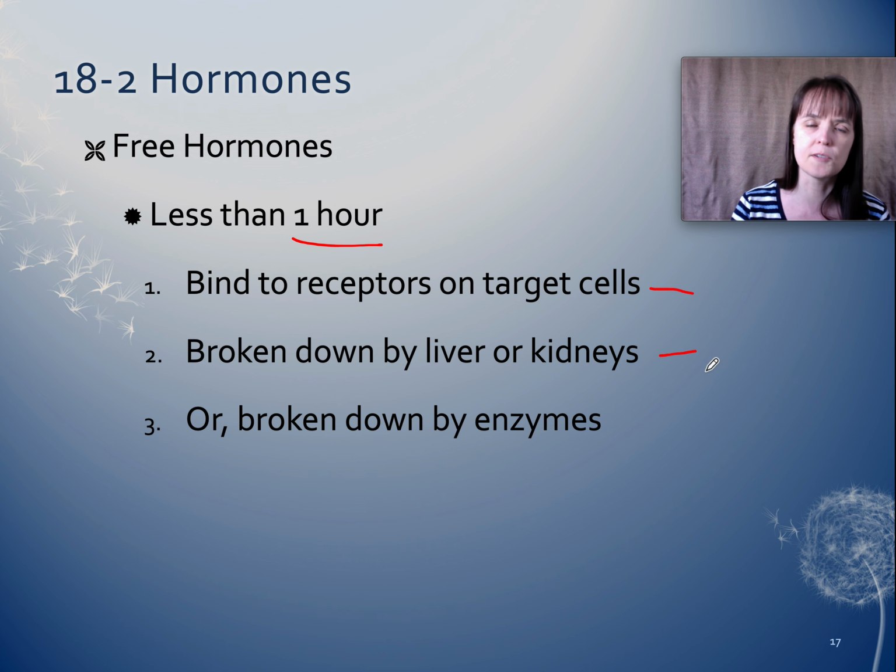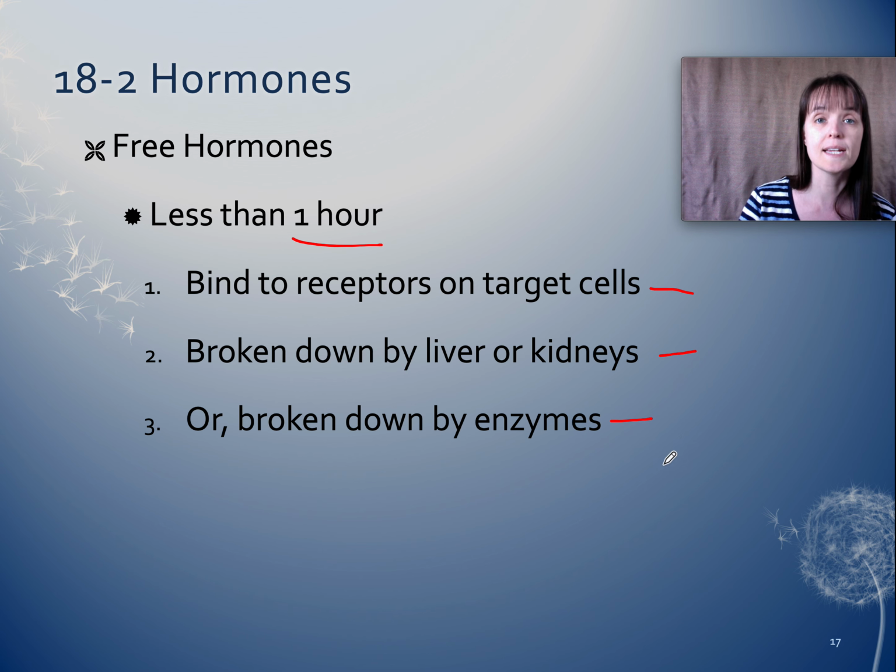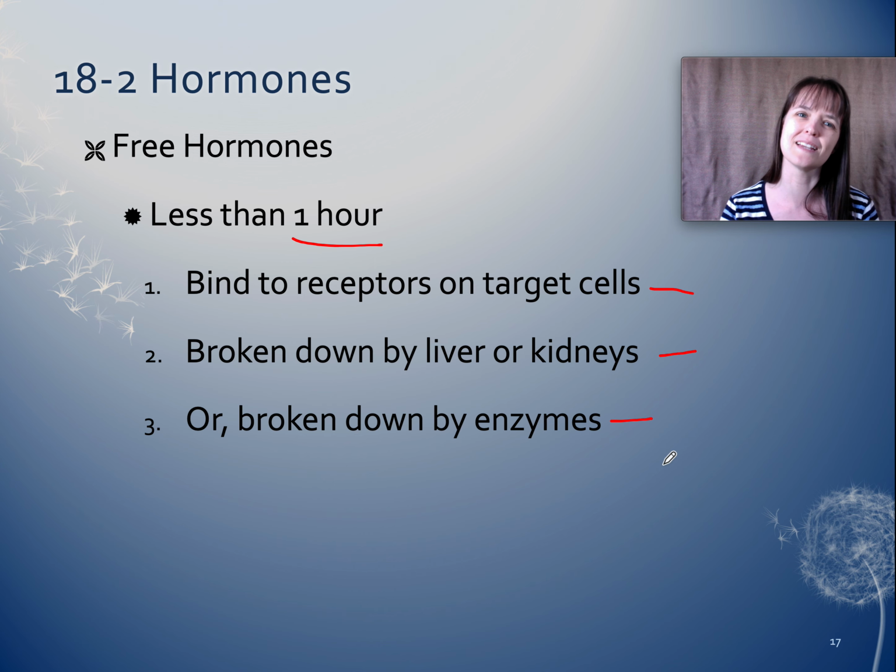The spleen is also a blood filter, but doesn't help inactivate the free hormones the way the liver and kidneys do. And third, broken down by enzymes. Okay, if it's broken down by the liver or kidneys, it is broken down by enzymes, but in the liver or kidneys. So 3 is broken down by enzymes in the bloodstream. So there are enzymes in the bloodstream to break down the hormones. Kind of like the acetylcholinesterase in the synaptic cleft waiting to eat half the acetylcholine before it reaches the motor end plate. That was a blast from the past.